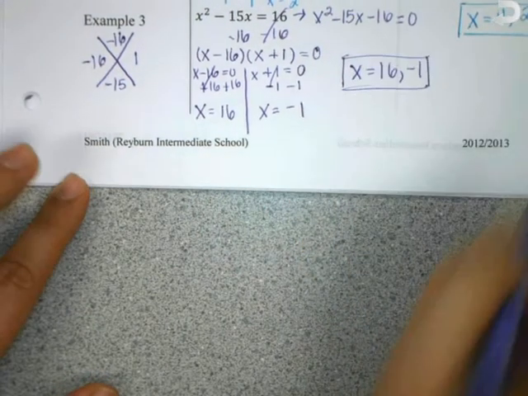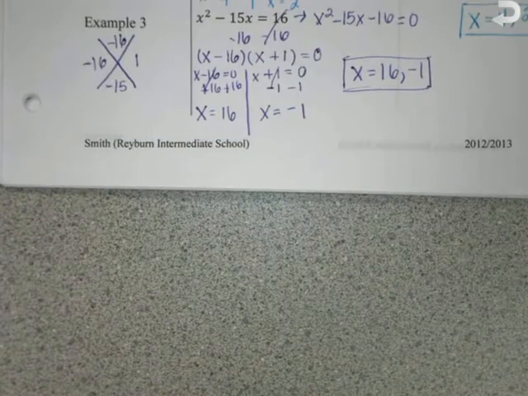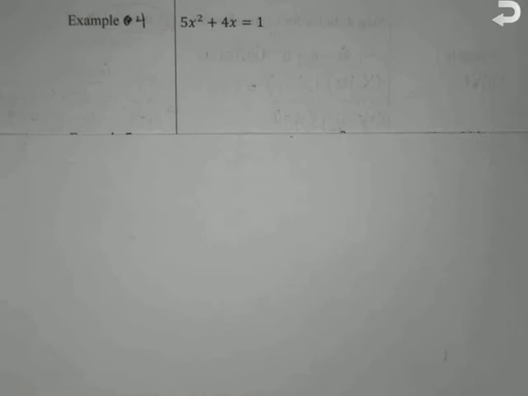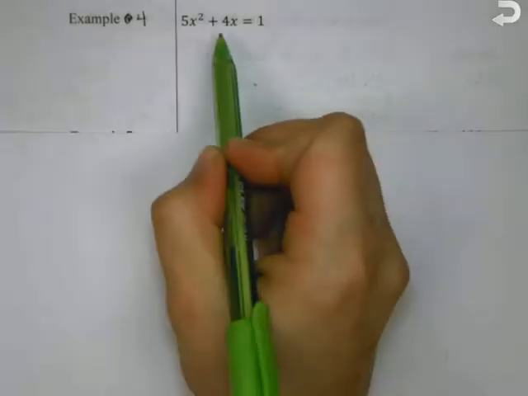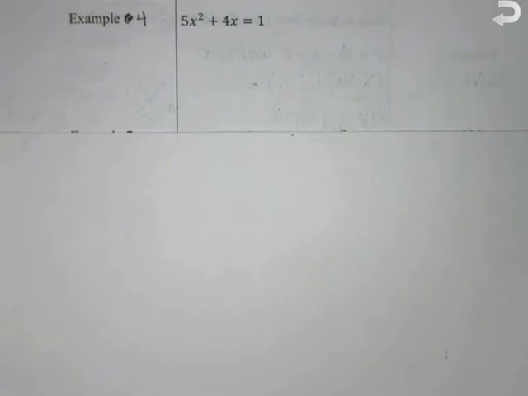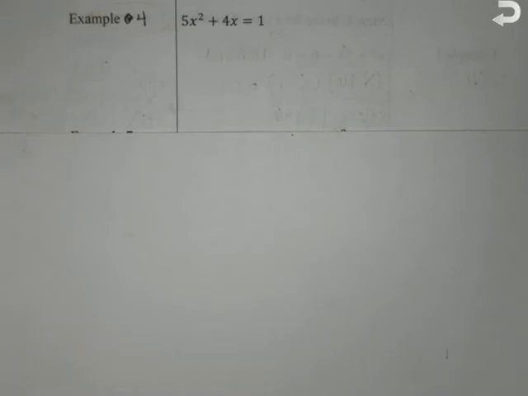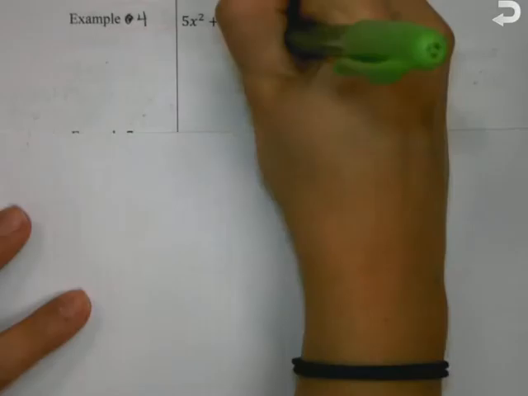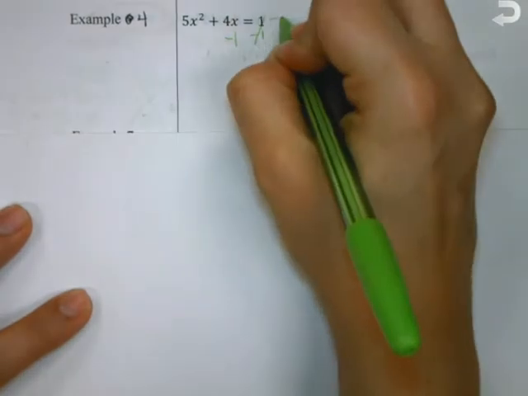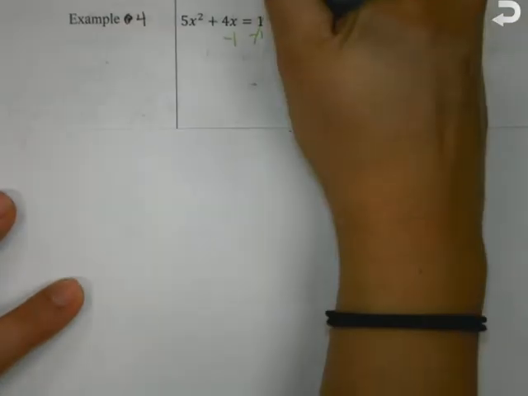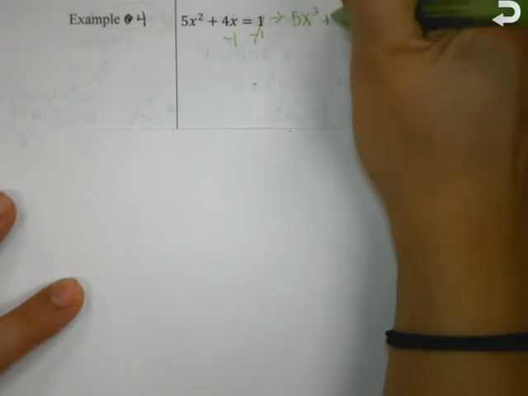Okay, guys, example 4. 5x squared plus 4x equals 1. So I'm kind of jumping you a little bit to the next thing, but all the steps are still the same. Step 1 says I have to be equal to 0. Is my equation equal to 0? No. What can I do to get it equal to 0? Good. Subtract 1. So let's subtract 1 from both sides, guys. So that's going to give me 5x squared plus 4x minus 1 equals what? 0.